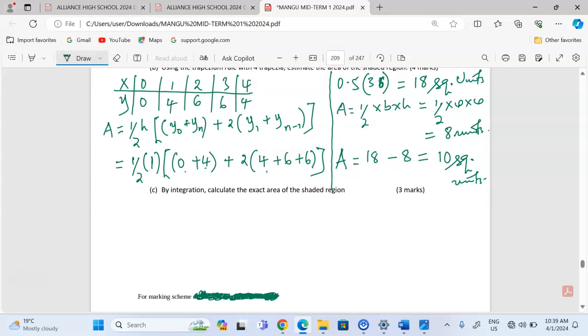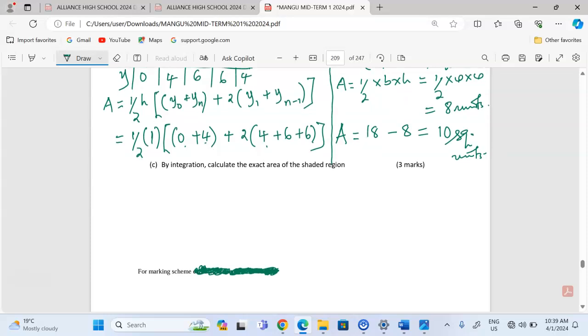By integration, calculate the exact area of the shaded region. First of all, we integrate from 0 to 4 the function 5x minus x squared with respect to x. That will give us the area under the curve bounded by the x-axis and the line x equals 4. Then again we subtract the area of the triangle.